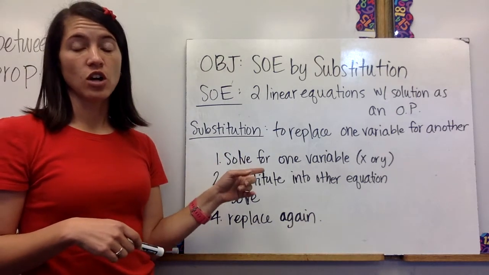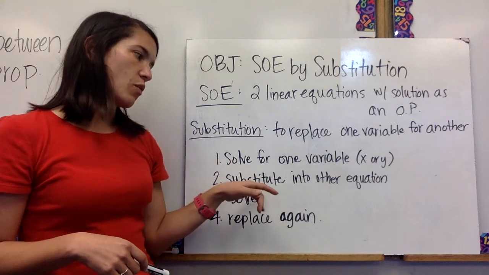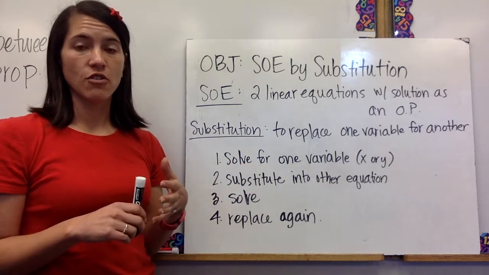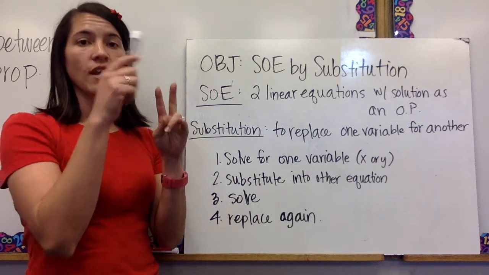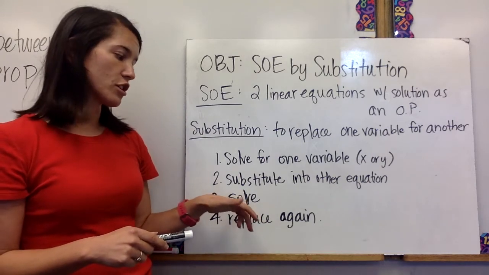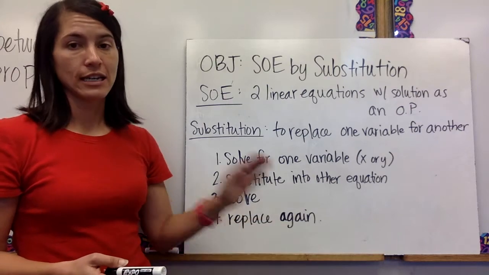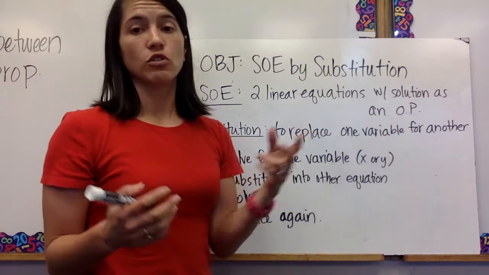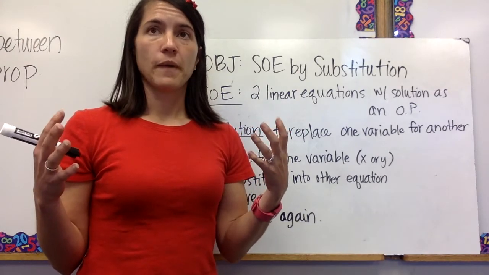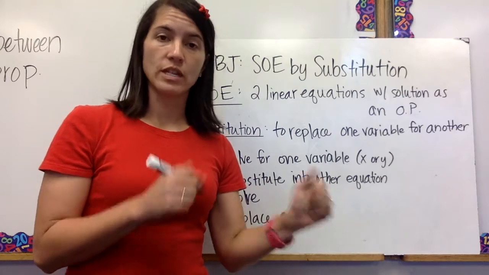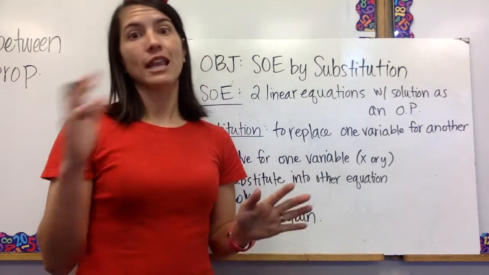The first one is you need to solve for one variable, either the x or the y, and I'll show you how to do that. Second, once you solve for the x or y, you're going to substitute it into the other equation. When you have a system of equations, you have two equations. So we're going to solve one and then plug it into the other one. You're going to solve for the variable, either x or y, and then you have to replace it again because it's an ordered pair. So our solution is to have an x value and a y value. So you're going to end up solving it for the x equals and then plugging that in to find y equals, or vice versa. Solving for y equals, plugging that in for x equals.